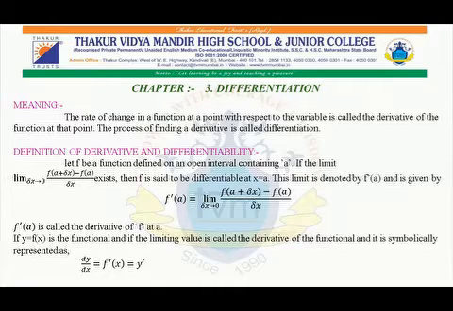The rate of change in a function at a point with respect to a variable is called the derivative. We also call differentiation as derivative. The process of finding this derivative is called differentiation. Understood? So the meaning of differentiation is the rate of change in a function at a point with respect to the variable. And the process of finding a derivative is called differentiation.